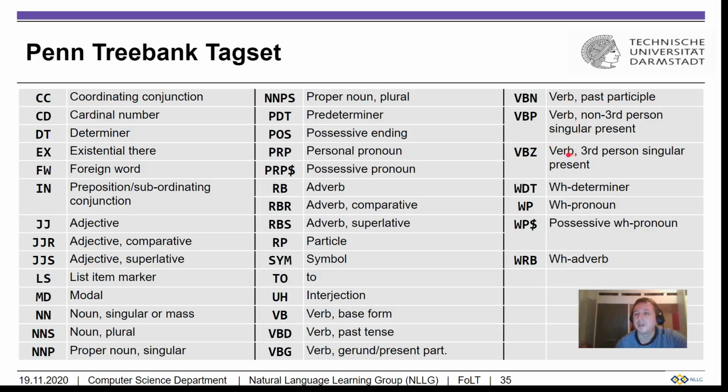For example, here you have VBZ, which is verb third person singular present. This is when you add the S, like speaks. You have this in English, and then there's VBP, which means non-third person. That's all the rest, right? If you had a different language than English, let's say German or Czech or Turkish, you'd have many more such categories. But for English, you basically only say, is it third person or not third person? You can also have past participle.